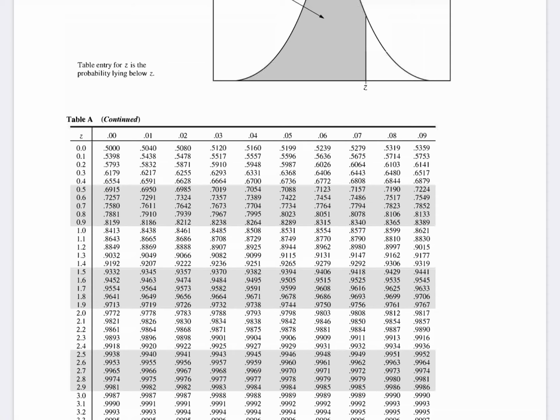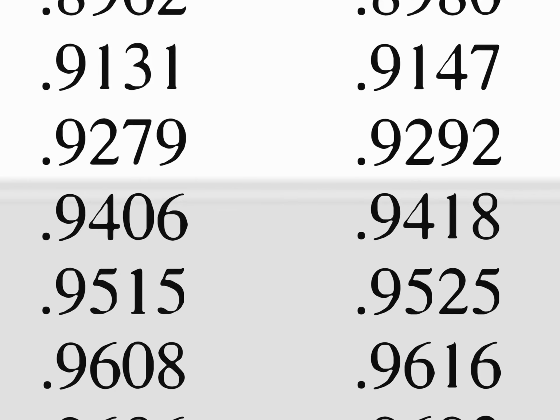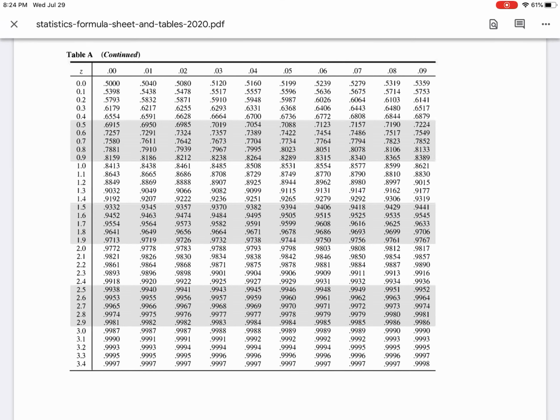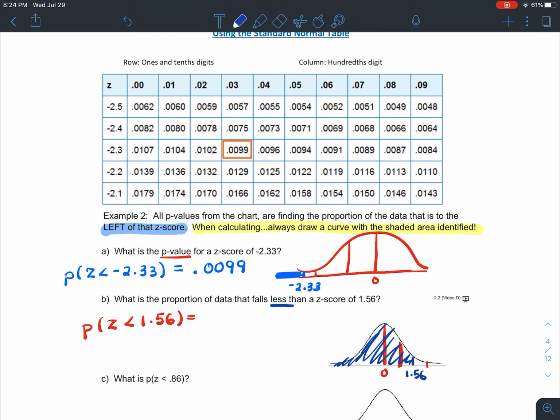And then we want to find 0.06 across the top, and we want to look where those two things collide. I think they're colliding at roughly 0.9406. That means roughly 94.1% of the data is located in that shaded area.